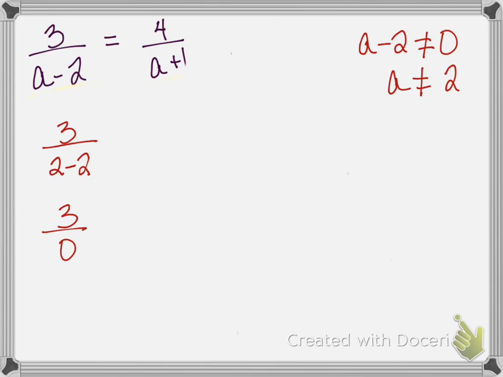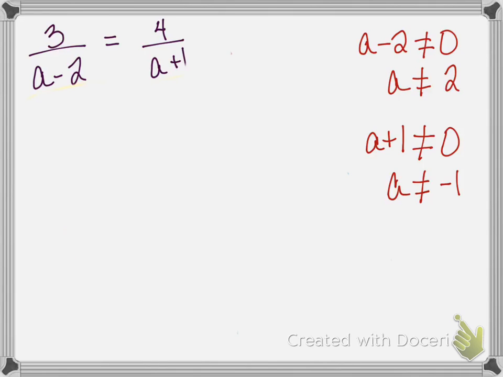So, in my second denominator right here, I've got A plus 1. A plus 1 can't equal 0. So what can A not be? Negative 1. Good job. So if one of my answers turns out to be A equals 2 or A equals negative 1, I have to throw that out. If one of my answers turns out to be 2 or negative 1, it has to be thrown out because it makes my fraction undefined. So I'm going to be on the lookout for that.